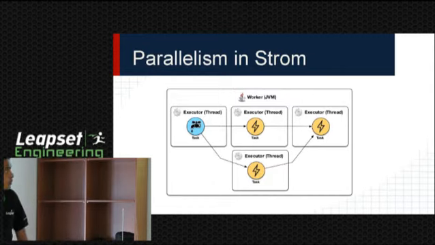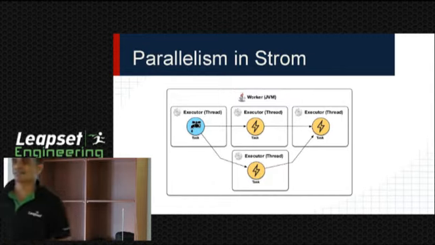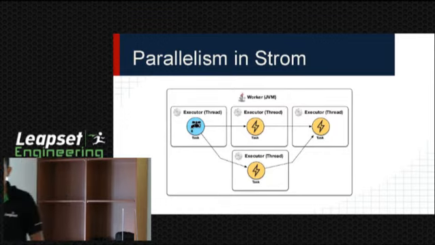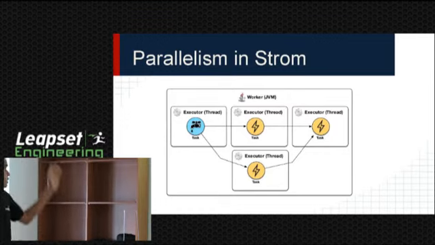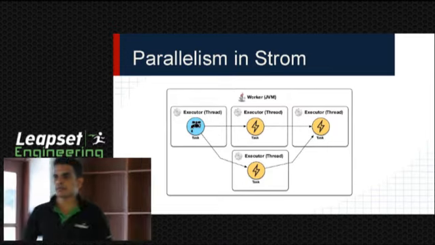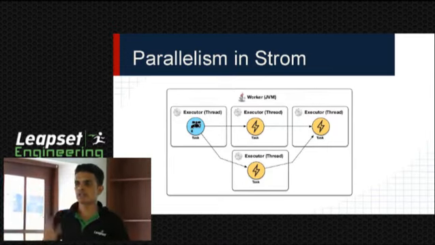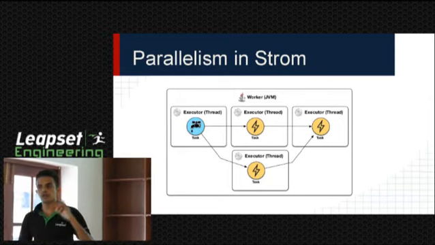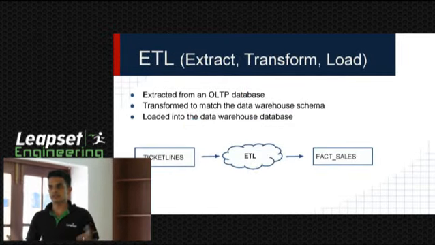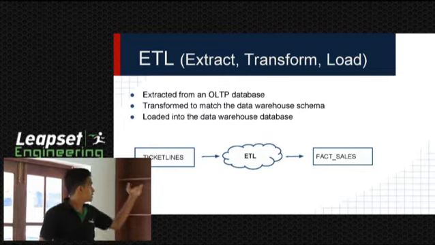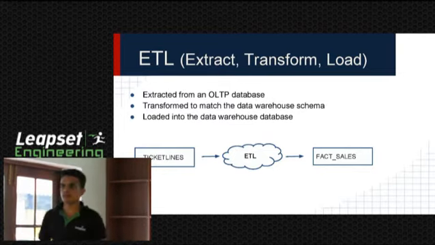I would like to start with a more general topic, ETL: extract, transform and load. Actually, what is ETL? Extracting data from some OLTP database or some transaction log file, then transforming it according to our requirement and finally loading it into the warehouse. But in simple LeapSet context, it's the process of converting ticket line into fact sales.